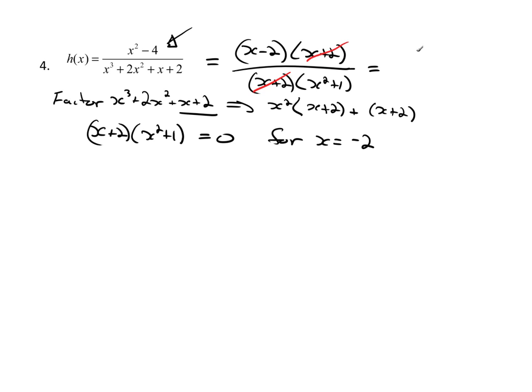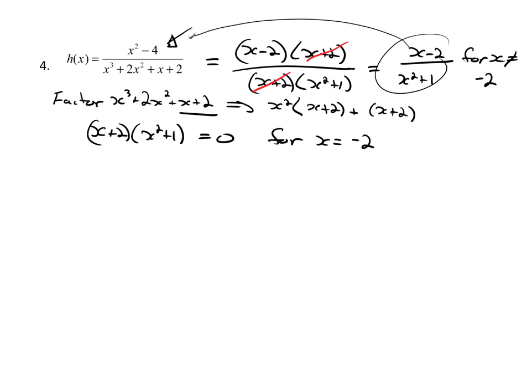So this is actually equal to x minus 2 over x squared plus 1 for x not equal to negative 2. See, this is defined everywhere. So this is actually equal to this everywhere except when x equals negative 2. Because when x equals negative 2, if I put negative 2 in here, I'll actually get a 0 over 0, which, I believe I've alluded to earlier, is the indeterminate form.